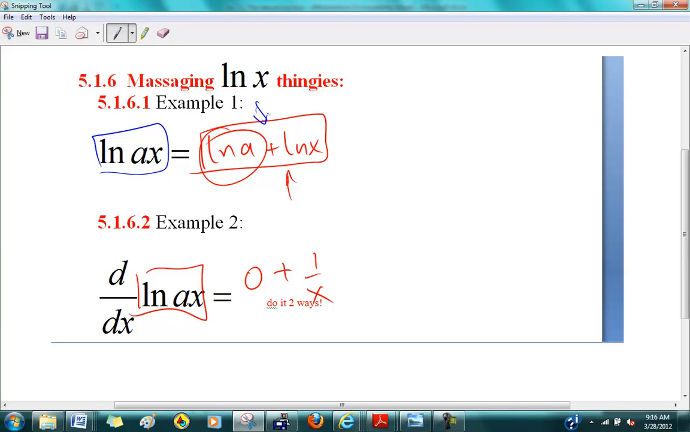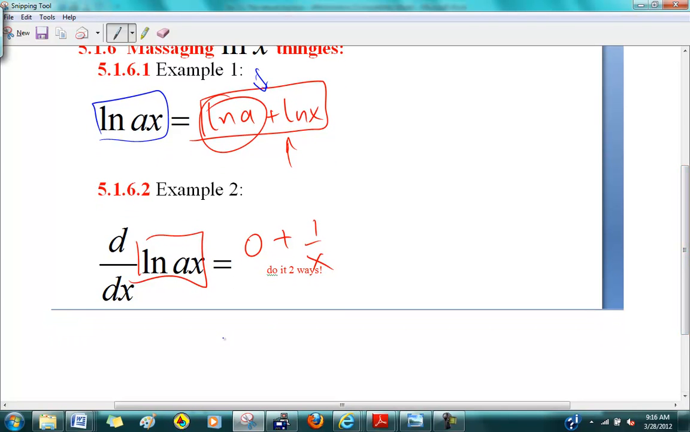Now I'm going to do it a different way, okay? First of all, do you all agree that the derivative of an ln something is 1 over something? So then this is going to be 1 over ax. Then I'm going to use the chain rule, and I'm going to multiply it by the derivative of this inside stuff. What's the derivative of ax? Johanna, loud and clear. A! The derivative of ax is a.